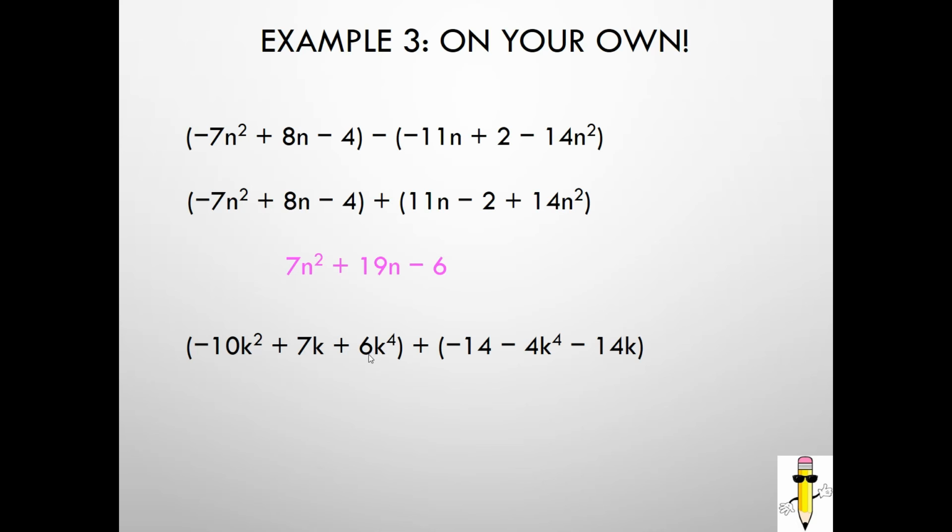Still not in standard form. The 6k to the 4th should be in front of this one, and let's see, yeah, if we just took this minus 14 and just put it into the back, this would be standard form. But we're going to go ahead and take a look. Our sign is positive, so none of these in this polynomial are actually going to change. So we'll go ahead and combine like terms. So we're going to go ahead and combine all this together, and we should get 2k to the 4th minus 10k to the 2nd minus 7k minus 14.